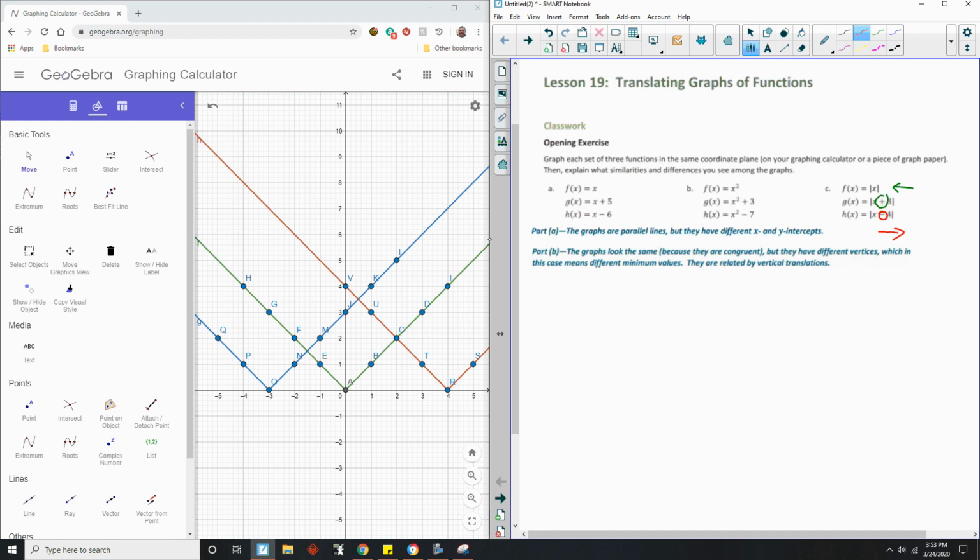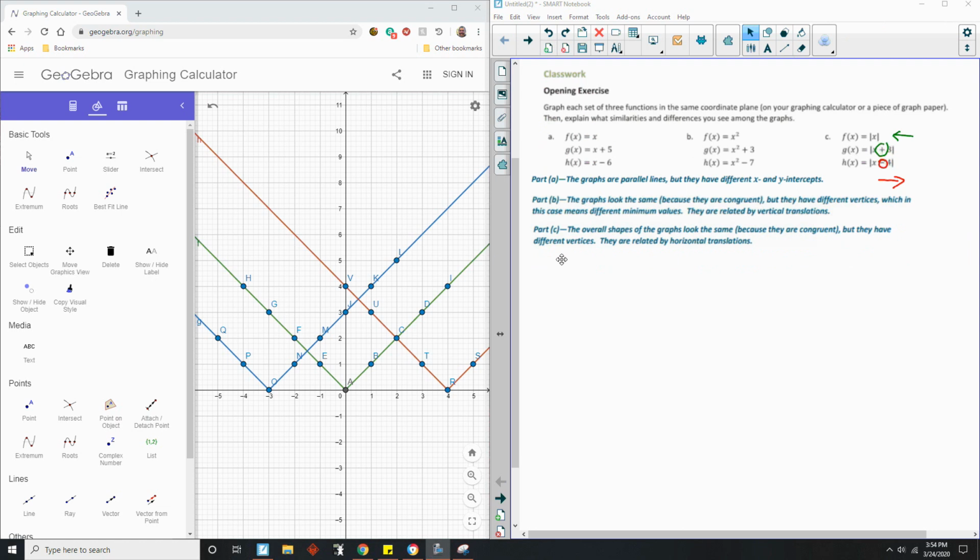So how are we going to say this verbally? Here's how we will. Part C. The overall shapes of the graphs look the same because they are congruent, but they have different vertices. They are related by horizontal translations. The green one's the parent, the red one shifted right 4, the blue one is shifted left 3.